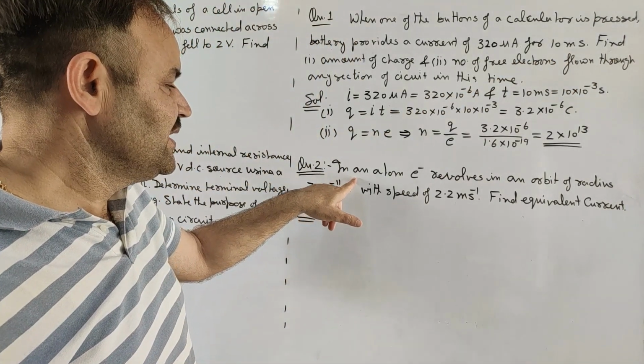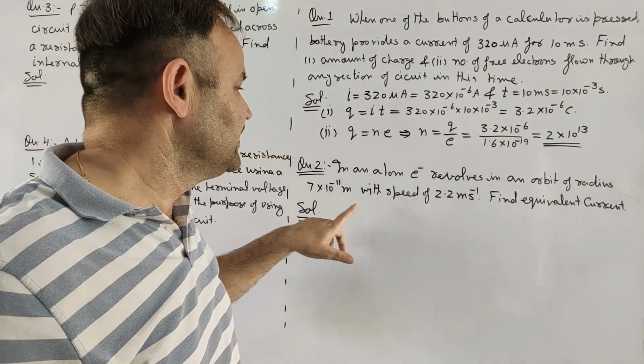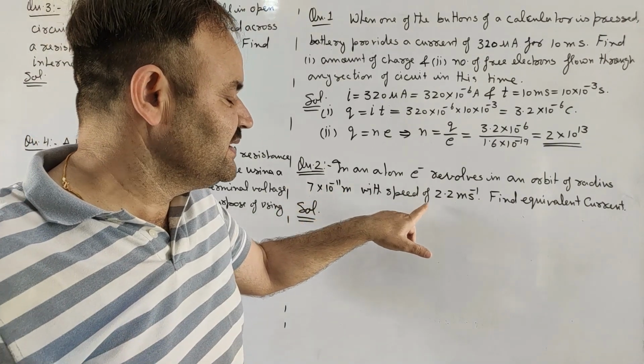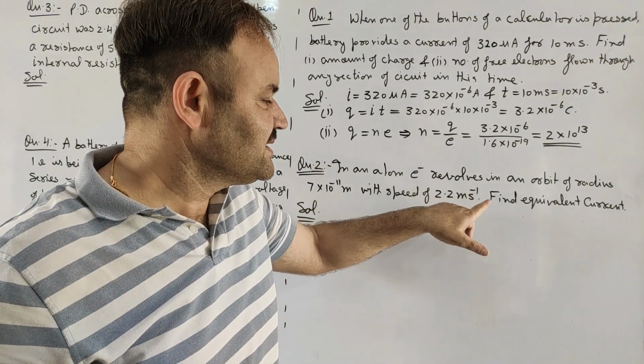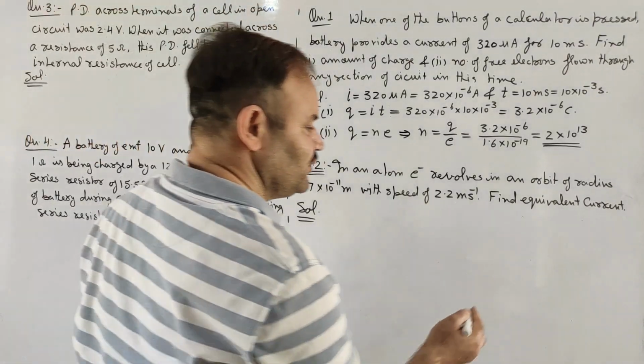The next question says, in an atom, an electron revolves in an orbit of radius 7 into 10 to the power minus 11 meter with speed 2.2 meter per second. Find the equivalent current.